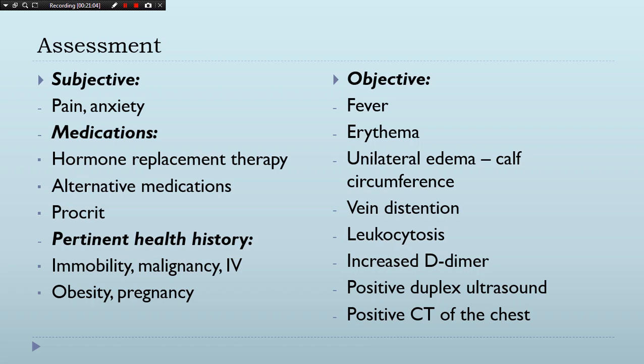Have we done diagnostics? Do they have a positive D-dimer that might suggest a patient has a blood clot? It shows fibrin lysis. Do they have a positive duplex ultrasound? And what does their CT of the chest show? Are they positive or negative for a pulmonary embolism?